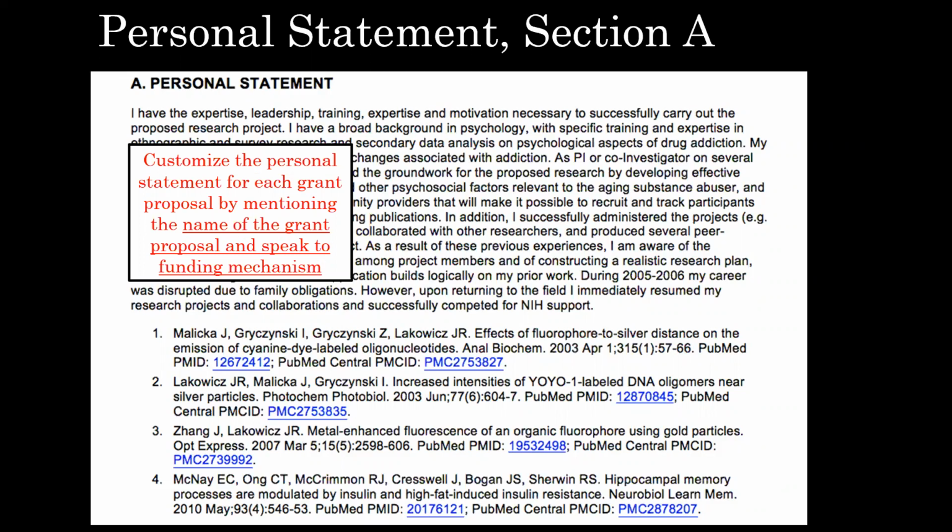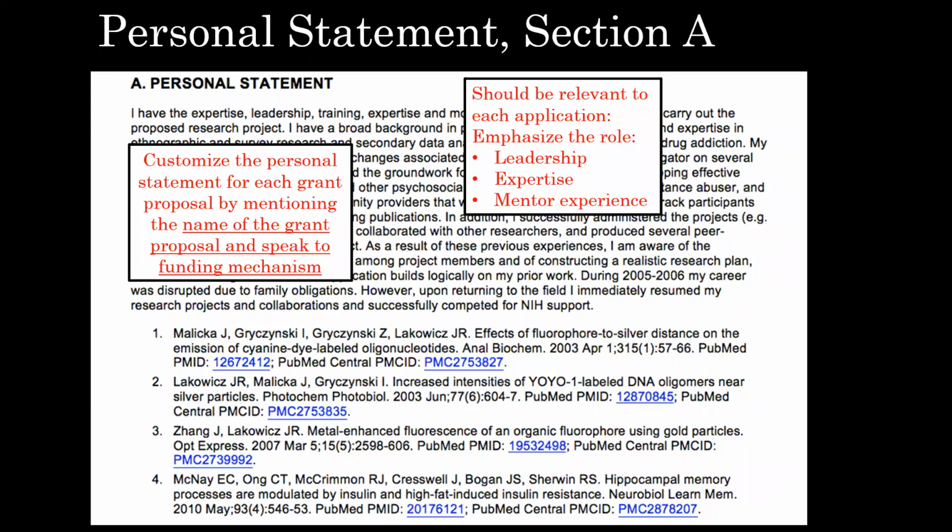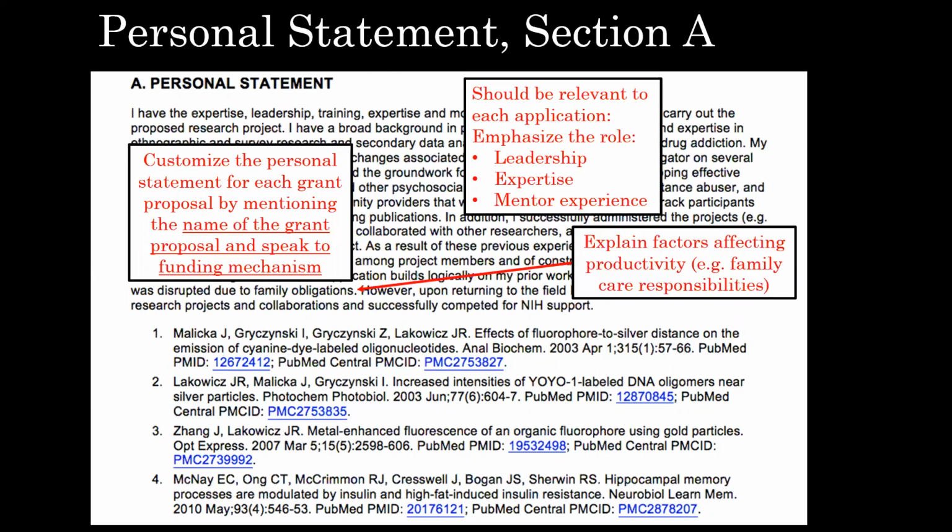So customize the personal statement for each grant, like I mentioned, with the name of the grant proposal, and speak to the funding mechanism. It should be relevant to each application and emphasize why they are in a leadership role to execute this, and their expertise in this field. If this is a fellowship being submitted and they're going to be a mentor, why do they have experience to be a mentor for this fellow that's applying? And explain any factors affecting productivity.